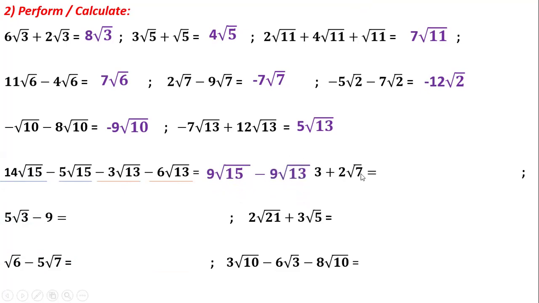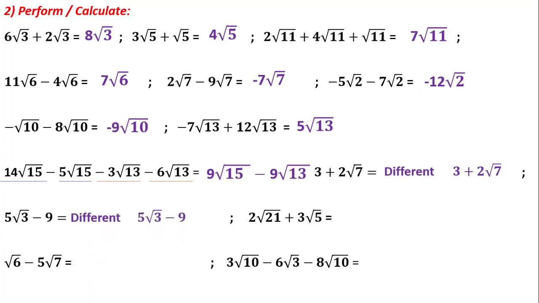3 plus 2 radical 7. We are adding a number with a radical. We cannot add a number with a radical since they are different, so we keep the answer as it is. 3 plus 2 radical 7 cannot be added together. 5 radical 3 minus 9: a radical is different from a number, so the answer stays as it is.